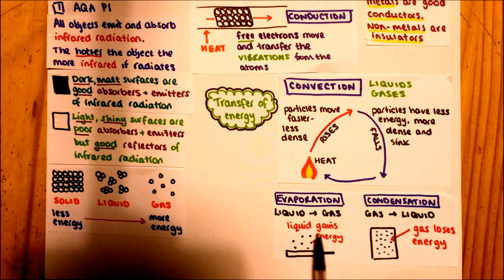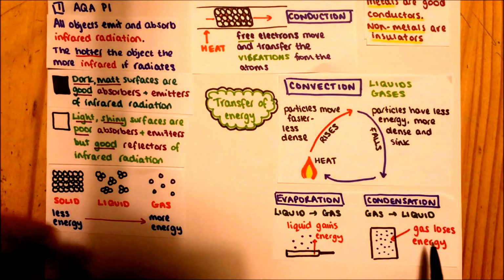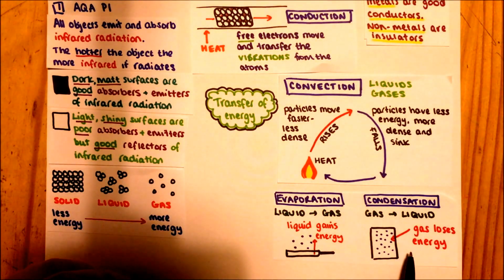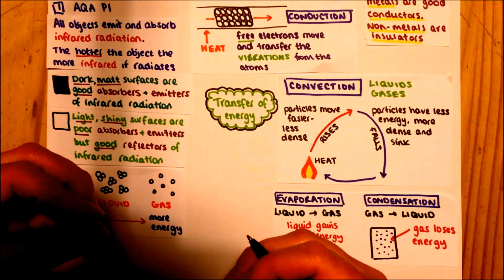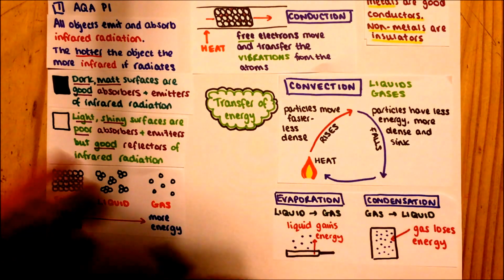So here the liquid is going to gain in energy. Okay, so as we heat it, it gets more heat energy, more kinetic energy, and sometimes it has enough energy to actually leave that liquid and come off as a gas, whereas the opposite happens with condensation. It hits that surface and it loses its energy, okay, and it turns back from a gas into a liquid because it's lost that energy.